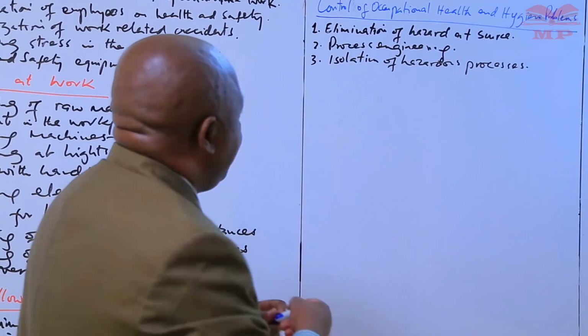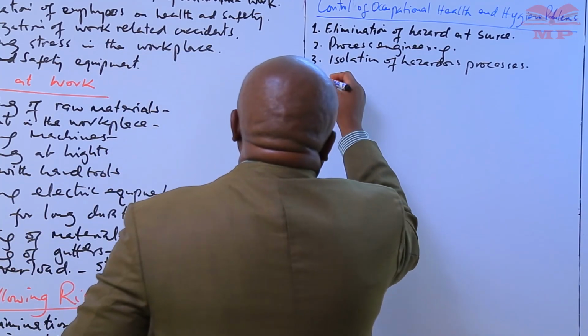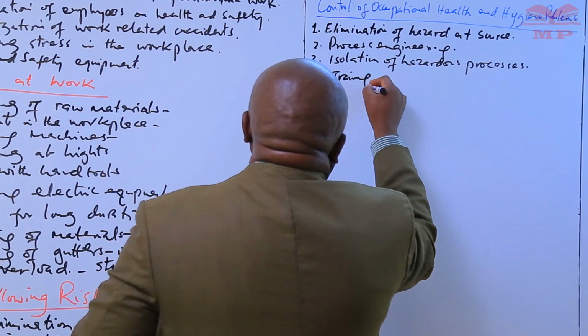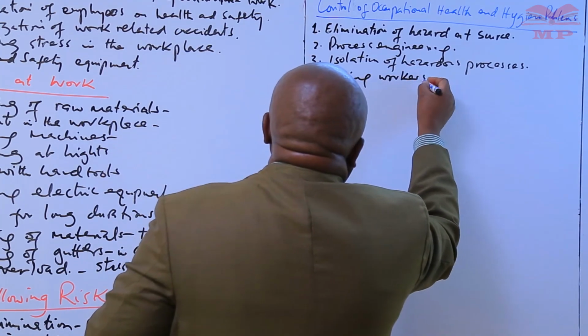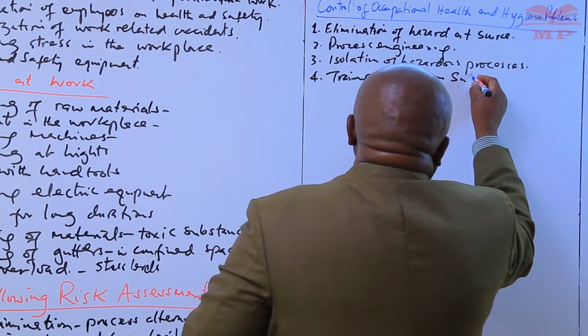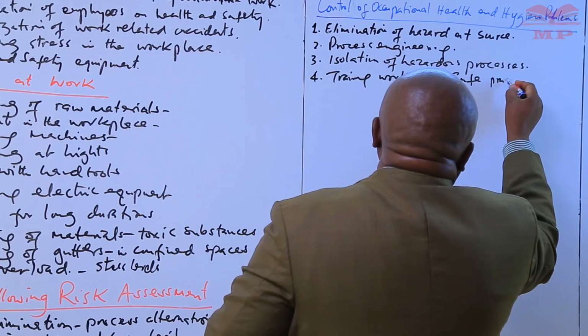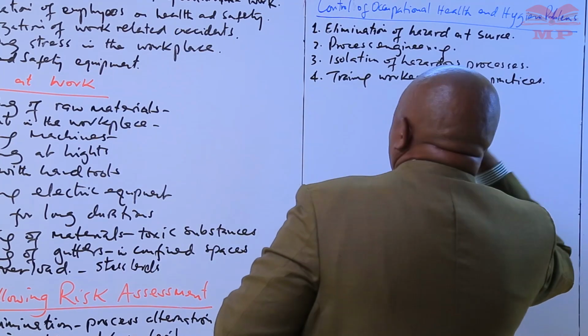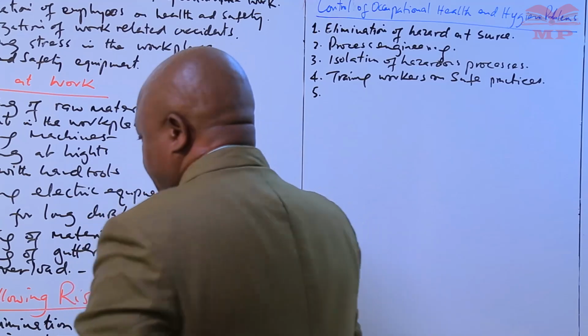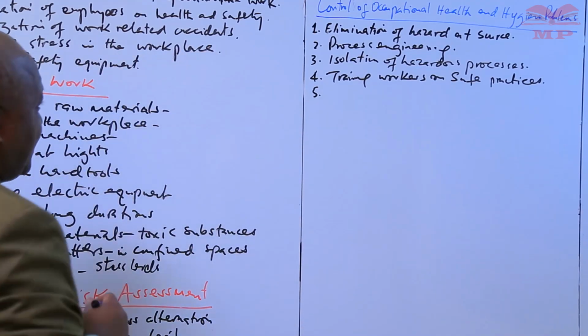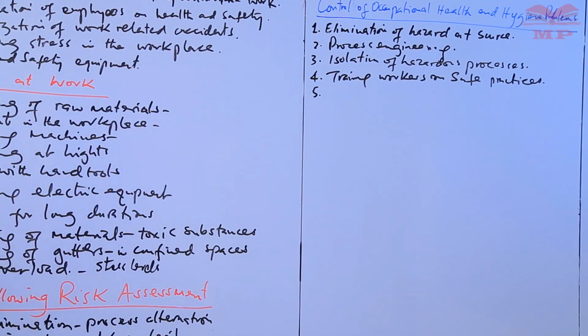Then there is also the element of training workers on safe practices, safe work practices. So workers can be trained in relation to how they can make their work environment safe. So when workers are trained, then those workers can now be able to assist in ensuring that there is safety within that particular environment.